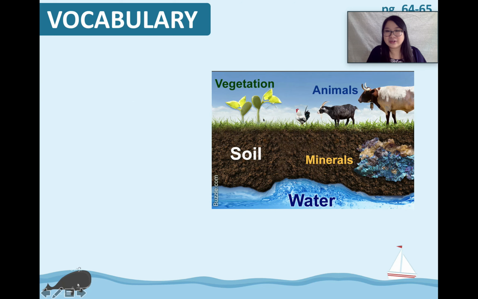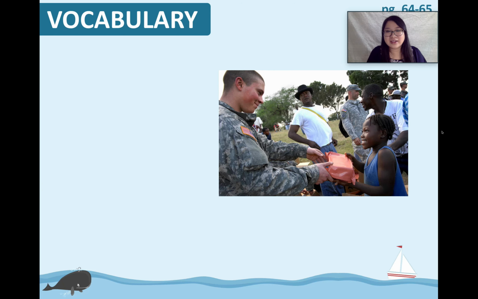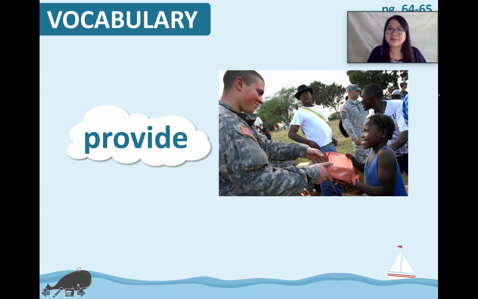Vegetation, animals, soil, minerals, and water. These are examples of resources. You might also hear this word pronounced resource or resources. Both of these pronunciations are correct. Here we can see a volunteer program. He is here to provide food to these people.